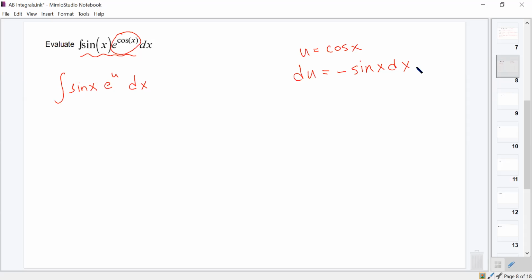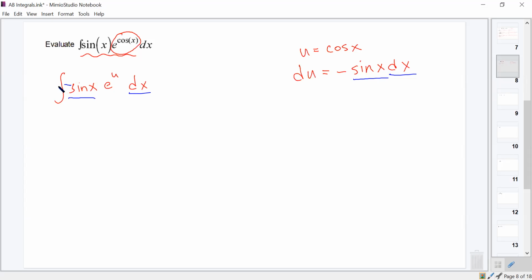So let's see if we can replace stuff in here with a du. Do I have a negative sine x dx over here that I could replace with a du? I have a dx, right? And I have a sine x, but I don't have the negative sign, do I? No. Well, can I just put a negative sign in there? That seems not legal. It is not, right? I can't do that unless I do something that cancels that out. So how can I cancel out a negative sign?